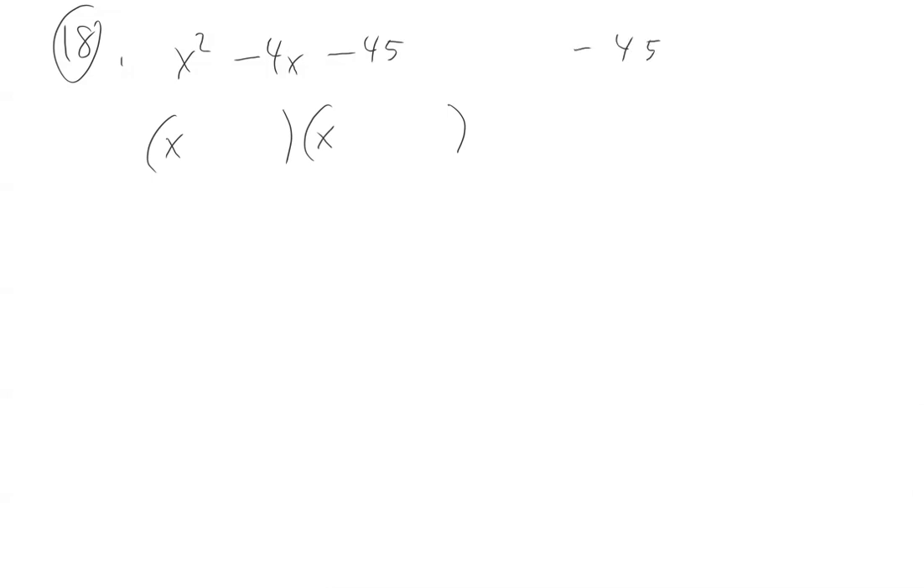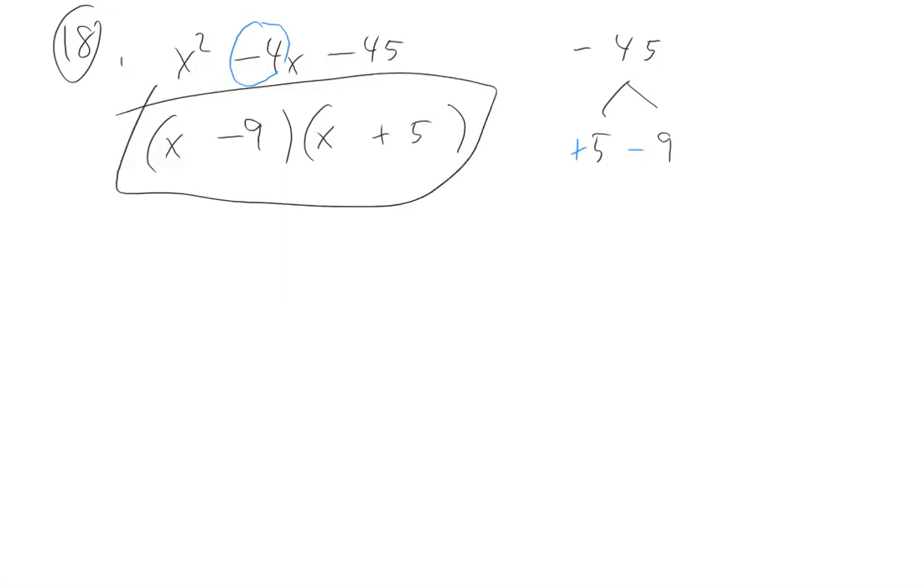You have to find the multiples of that, like 5 times 9, but you have to make the signs of them so that they will add up to equal the number in the middle. The number in the middle is negative 4. So if I use a positive 5 and a negative 9, then it will work. So if I put a positive 5 there and a negative 9 there, then that will be the answer. Then let's try number 19.